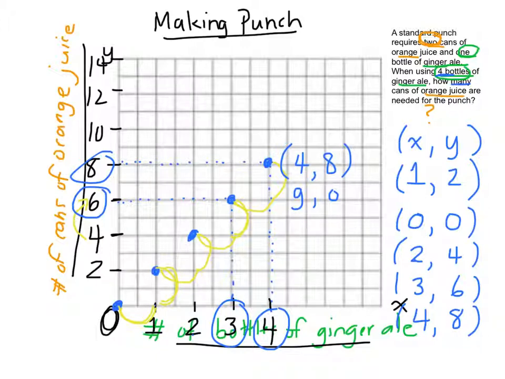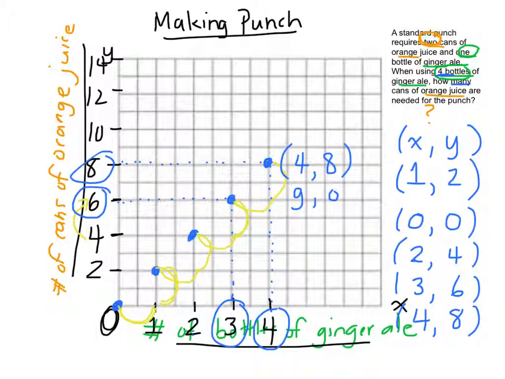Think about how you could actually extend this graph to gather even more information. What if I wanted to know how many cans of orange juice for 5 bottles of ginger ale? What about for 6 bottles of ginger ale? 7, 8, 9, 10? How far can we go? I want you to try extending this graph to gather more information. Maybe even try recreating a new graph using a different scale.